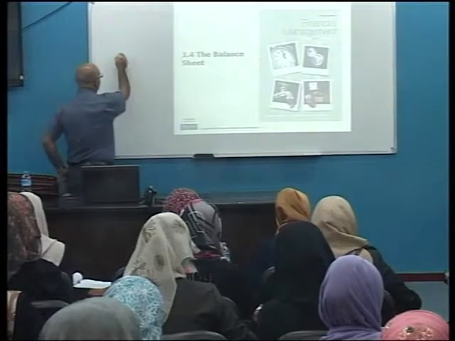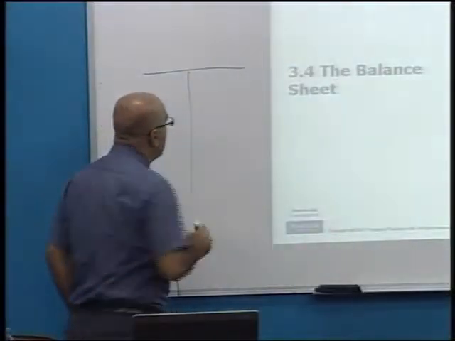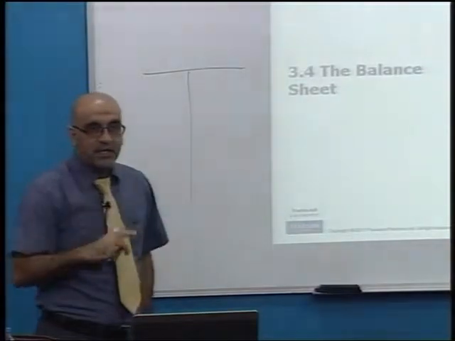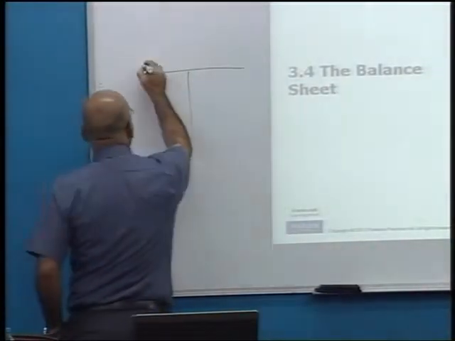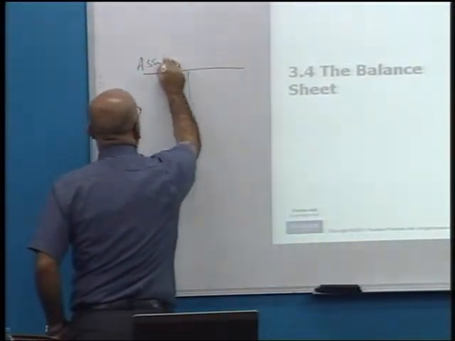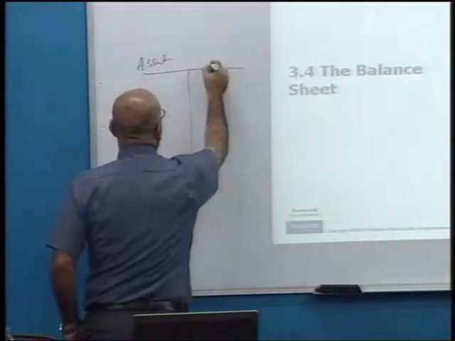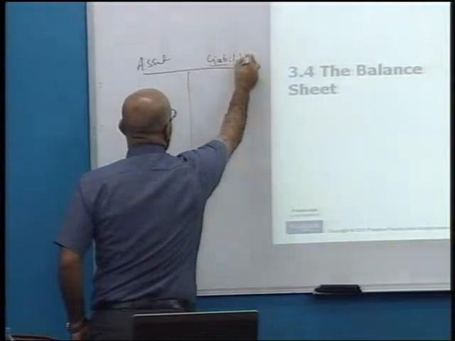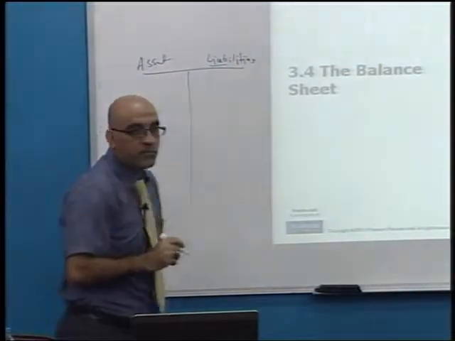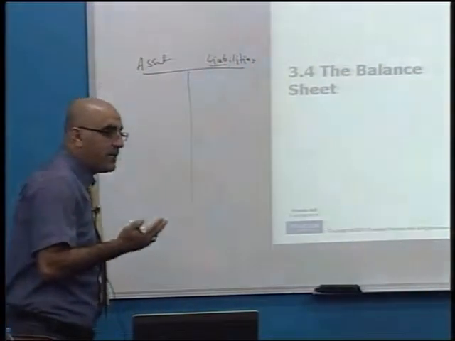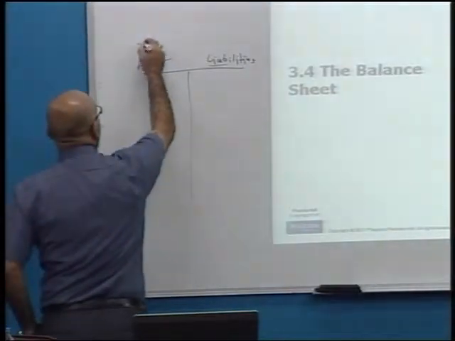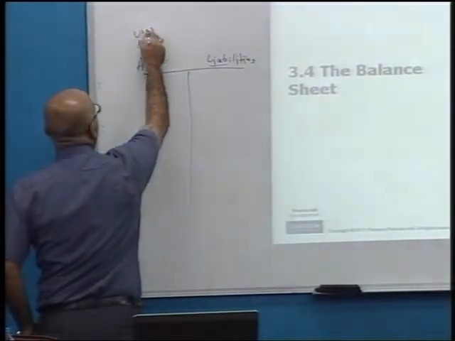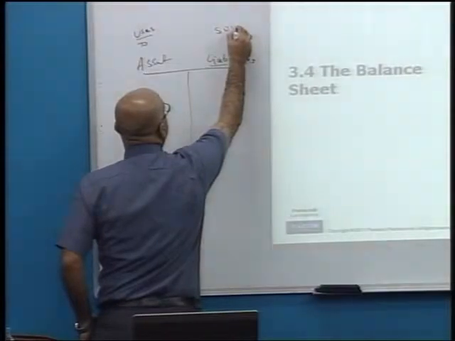Okay, generally speaking, the balance sheet is represented by the T account. So in your left-hand side, you have assets, and your right-hand side, you have liabilities and equity. Just to give more names, the assets are the uses of funds, and this is the sources of funds.